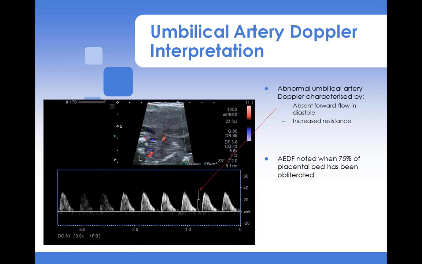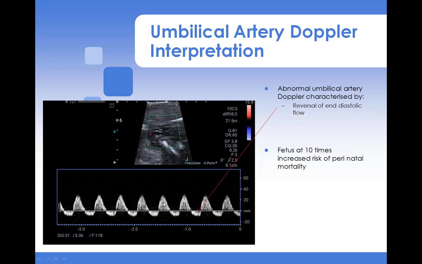Further on, the umbilical artery Doppler can deteriorate by not showing any forward flow in diastole. This is further increased resistance, and absent end-diastolic flow is noted when 75% of the placental bed has been obliterated. And the last and probably the worst abnormal umbilical Doppler we see is when the diastole has reversed, a reversal of end-diastolic flow, and this fetus has a 10 times increased risk of perinatal mortality. Sort of an end-stage finding, really.